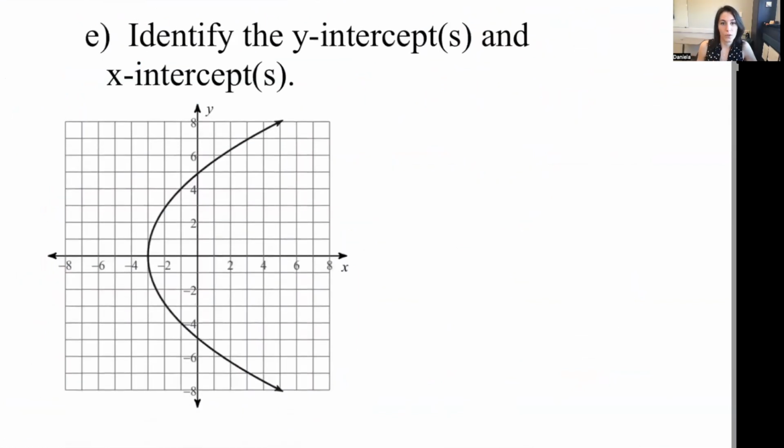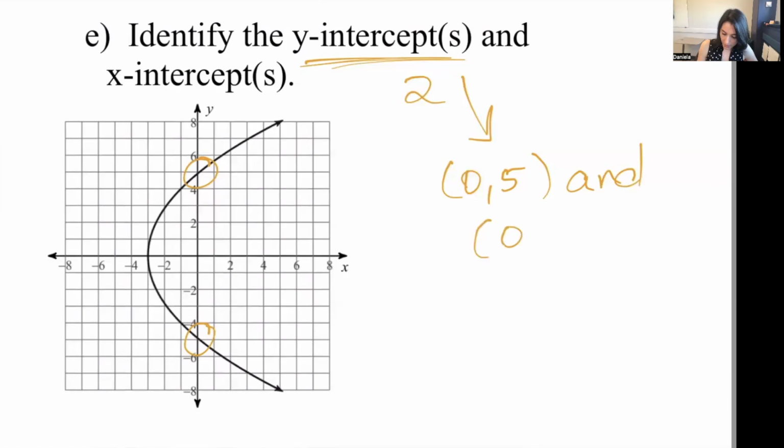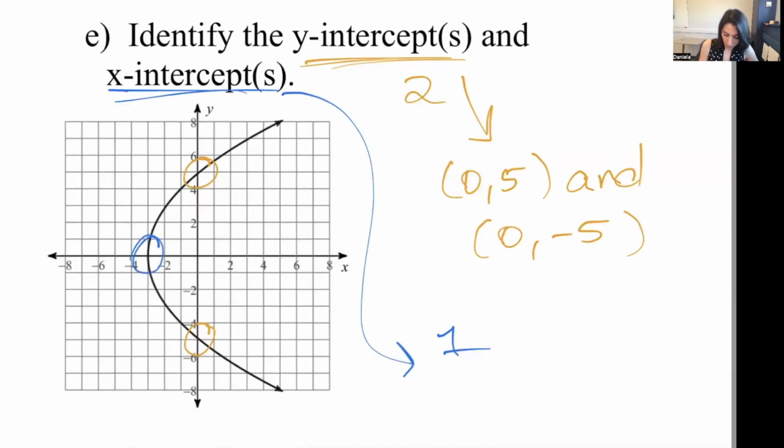So now we're going to look at the y-intercepts and the x-intercepts. The question is, how many y-intercepts are there? There are going to be 2 of them because they are the points that intersect the y-axis. Those ordered pairs are (0, 5) and (0, -5). And the x-intercepts, in this particular case, there's only going to be 1 of them. And that is the ordered pair that intersects the x-axis, which is (-3, 0).